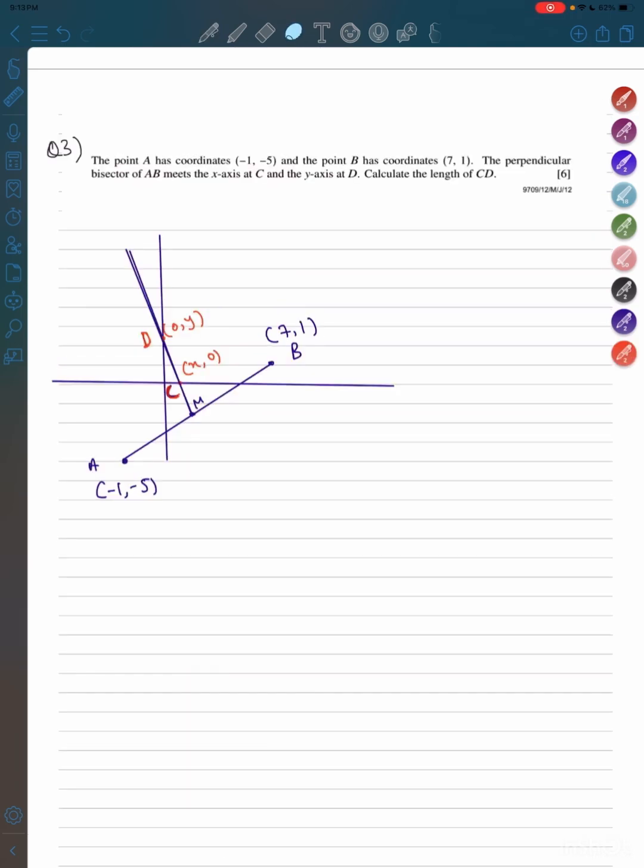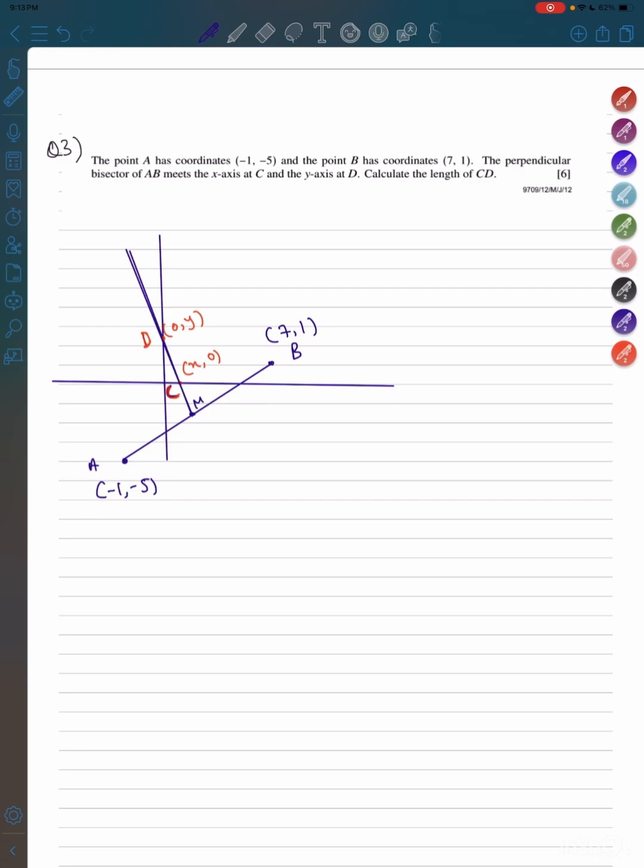Question number 3 says the point A has coordinates (-1, -5), and the point B has coordinates (7, 1). The perpendicular bisector of AB meets the x-axis at C and the y-axis at D. Calculate the length of CD.